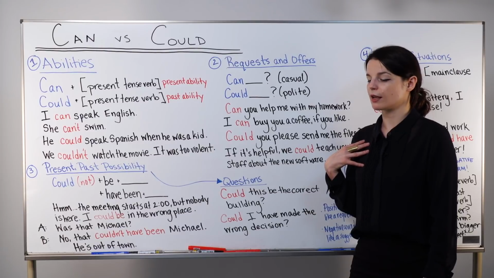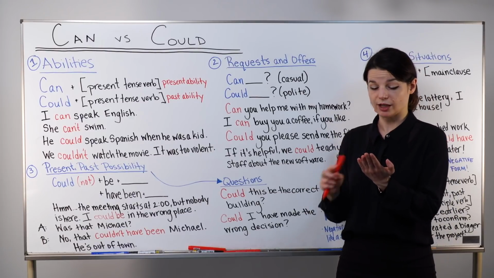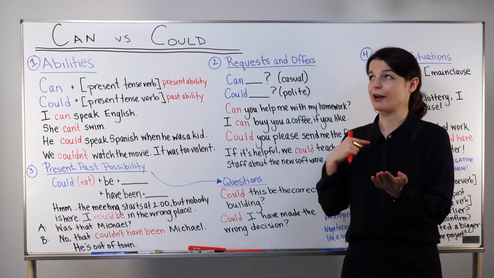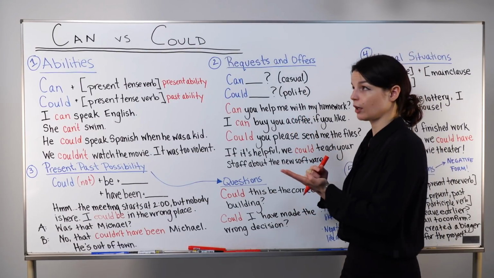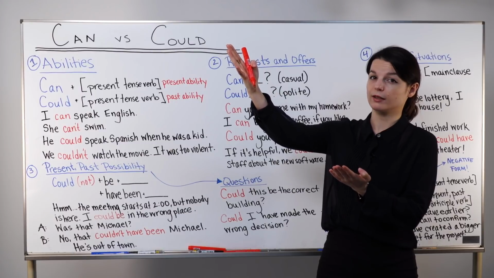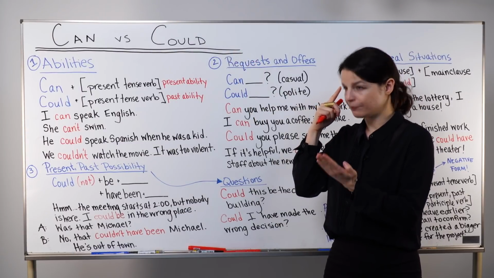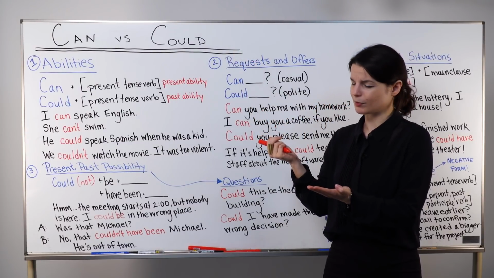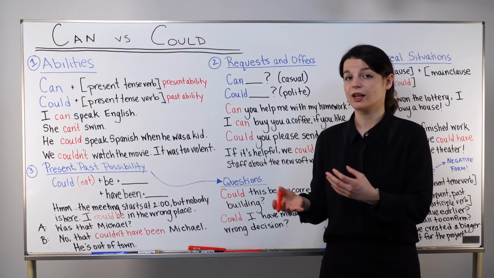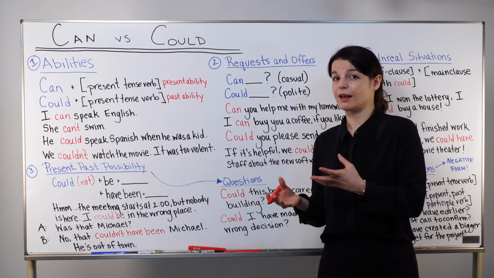I would use this if I'm checking the GPS on my phone, searching for a place. I have a meeting, something. I'm looking around and I think this building is correct. I think to myself, could this be the correct building? So that's a sentence or a question a native speaker might say.